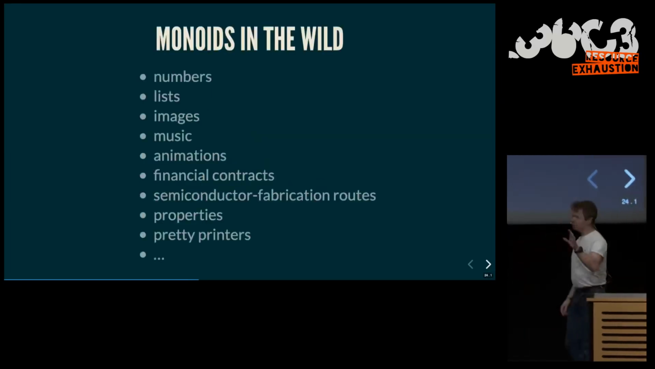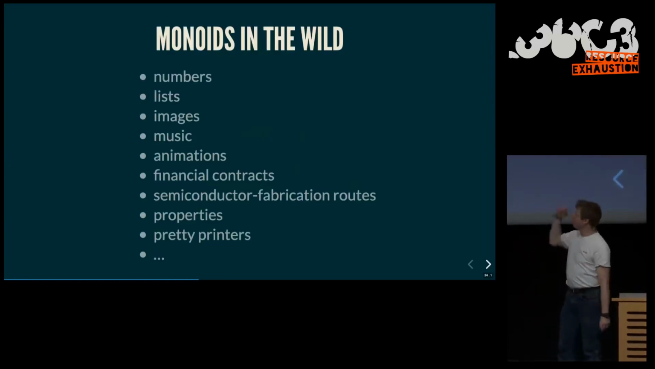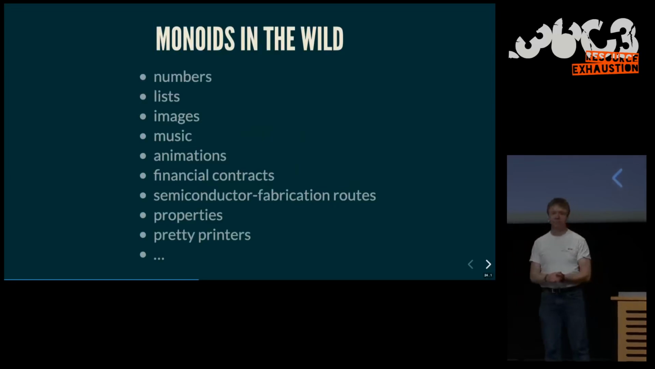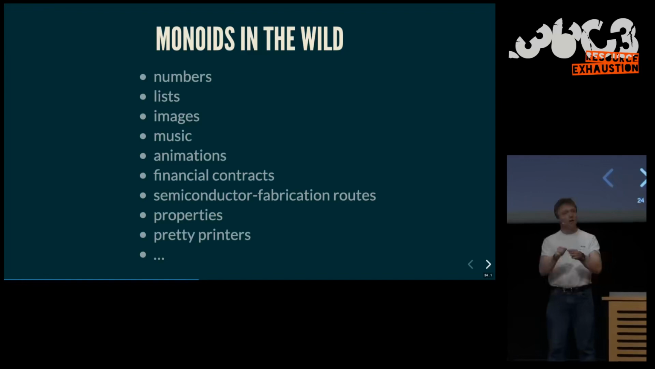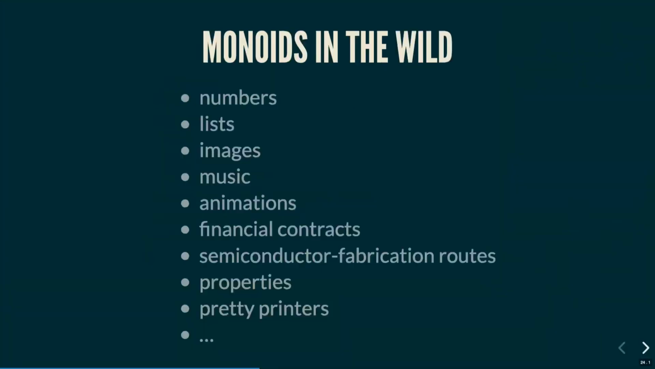And monoids in the wild, they're just everywhere. We've seen them for numbers and lists and images. Music forms a natural monoid. You can describe musical structure with monoid operations. You can treat animations, the time axis. You can define monoidal combination of animations. A famous example in functional programming is with financial contracts.